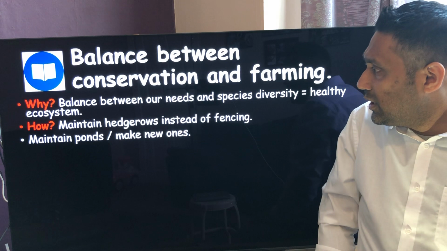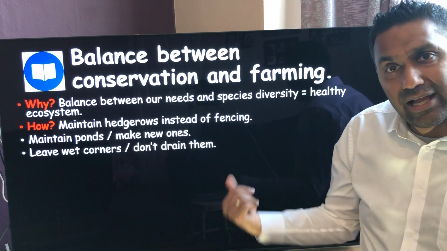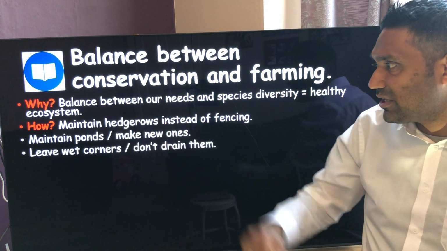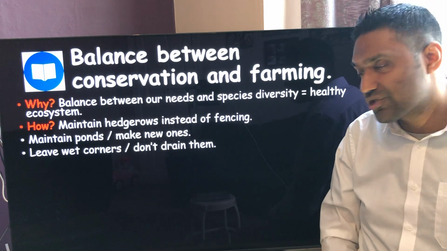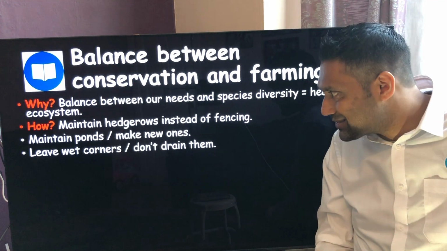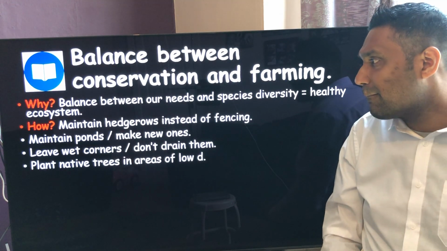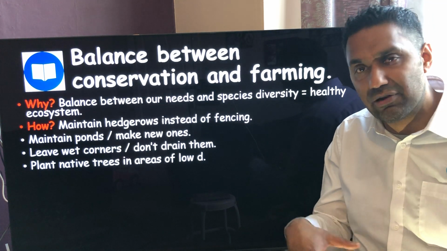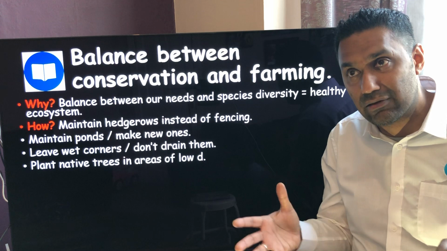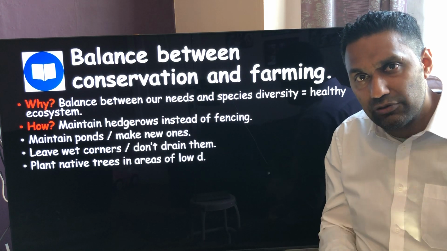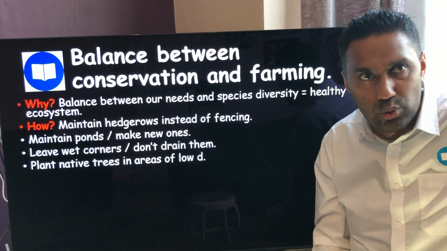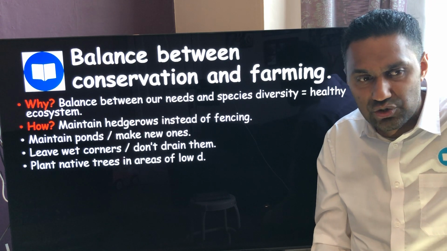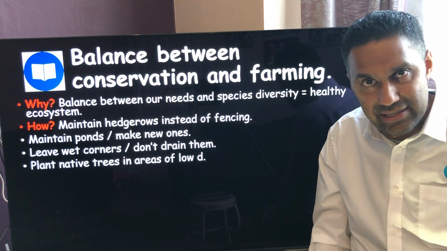Okay? Maintain your ponds, even make new ones. Remember, don't fill in your ponds. Leave wet corners, don't drain them, so that wet area can still have stuff living there. Plant native trees. Native means trees that are naturally already from this country, from this neck of the woods, so to speak, pardon the pun. Not bringing spruce from Norway or some Christmas tree and planting it where it's not native, okay?